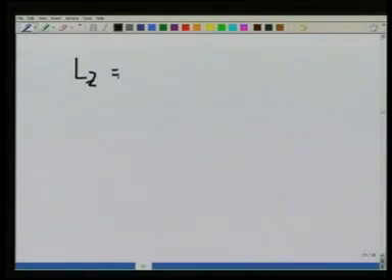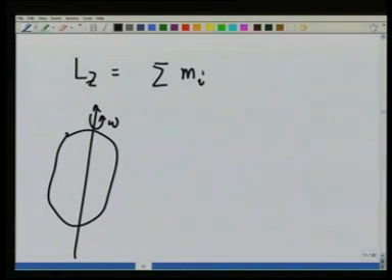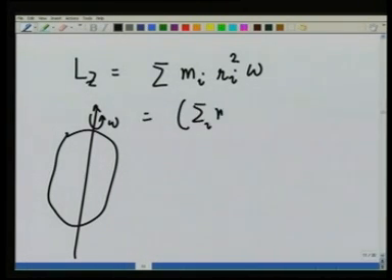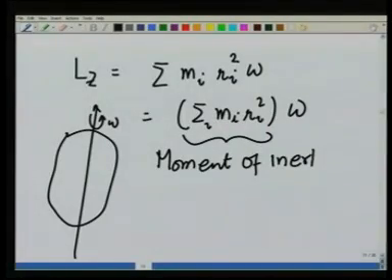Lz for this body which is rotating about the z axis with omega as summation m_i r_i square omega, which I can write as summation m_i r_i square, the part inside, times omega, and this we call the moment of inertia about the z axis. So, let me call this I_z omega.